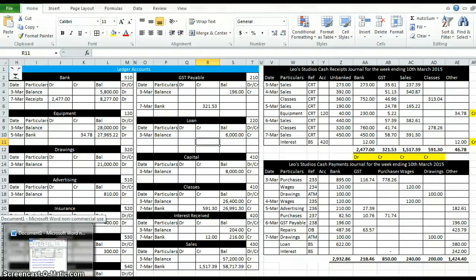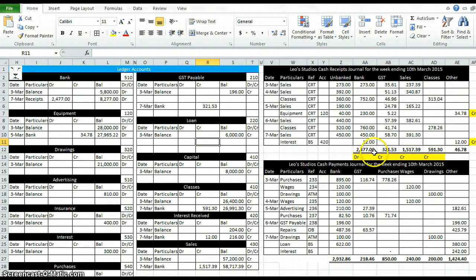This is the third step in posting the journals to the ledgers. First step was setup. Second step, posting the cash receipts journal, and you can see that we've done this. And the third step is to post the cash payments journal, which is this one. So same process as the cash receipts journal, but for the bank, instead of being a debit, we're going to credit it. Credit because it will reduce the bank account.